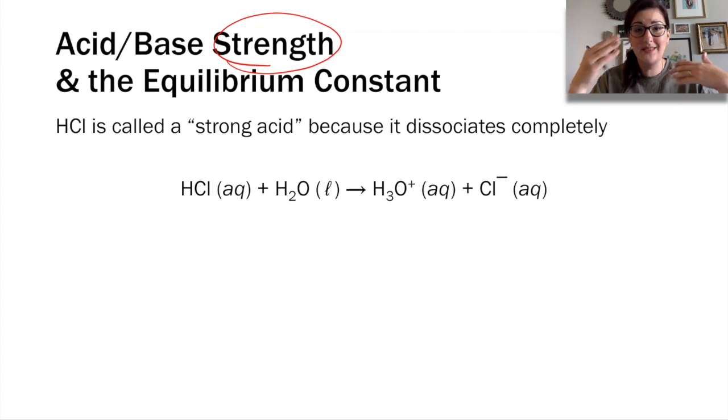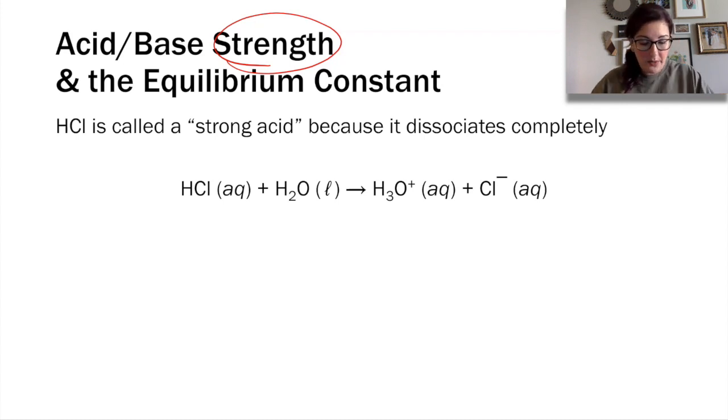Right, so equilibrium is a state where reactants and products are cycling between each other, but different reactions can have different positions of equilibrium. So the stronger acids and bases are going to be very product favored. However, the weaker acids and bases will be more reactant favored.